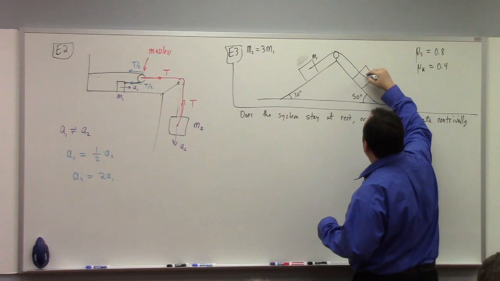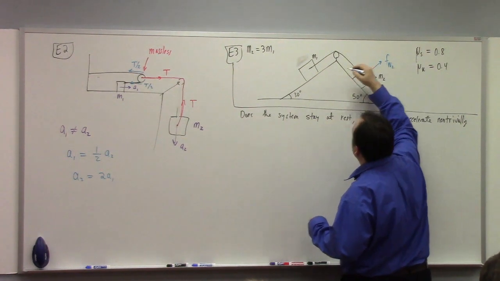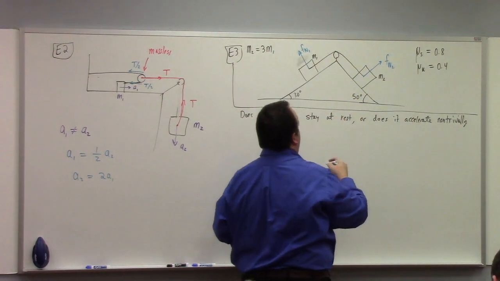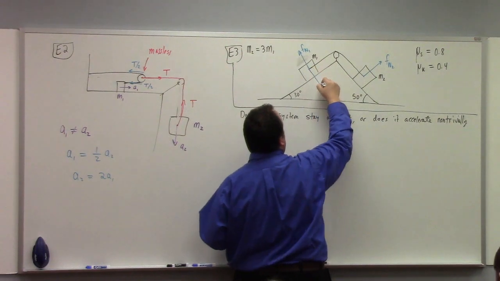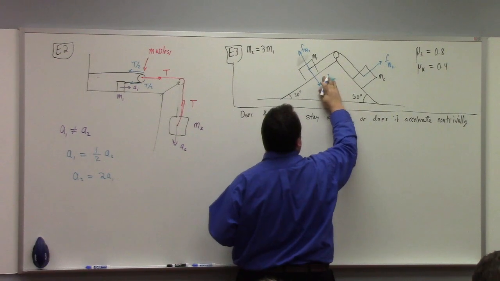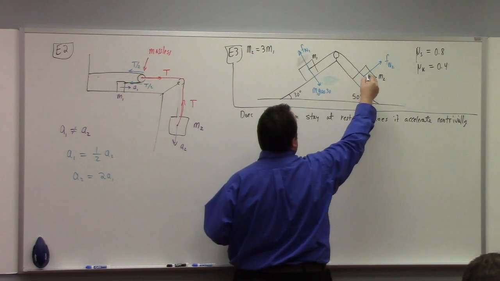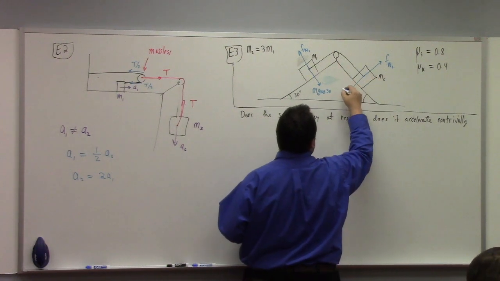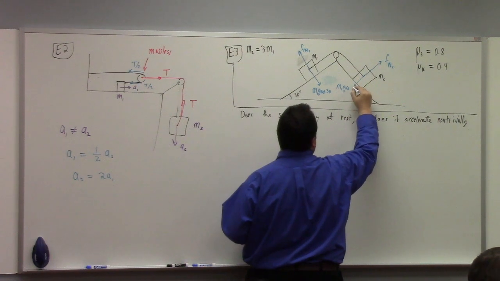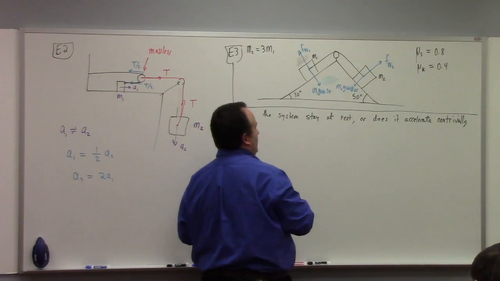So here, we got the force of the normal on two. Over here, you got the force of the normal on one. What else is at play? Well, you got your m1g cos theta, cosine 30, right? m1g cosine 30 here. And on this guy over here, you got your m2g cosine 50. I should have made this thing bigger. Sorry. And then what else is at play?